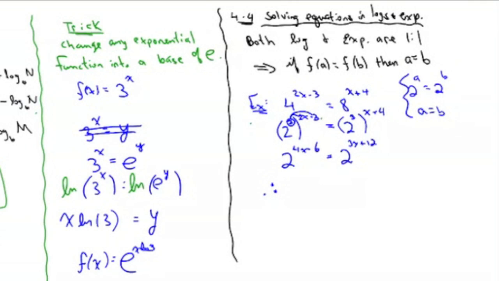Therefore, their domains must be equal. 4x minus 6 must equal 3x plus 12. So it's not that the 2's are just disappearing. We're just saying we know the y values are equal, therefore the x values have to be equal.